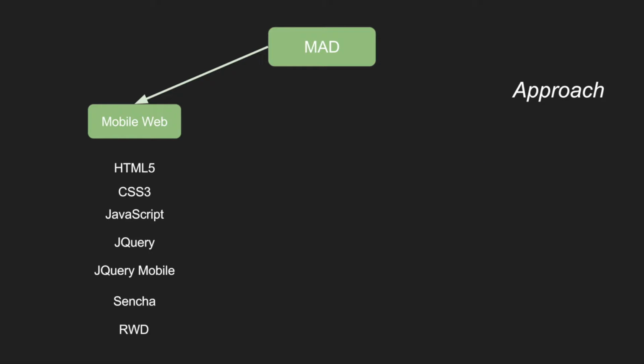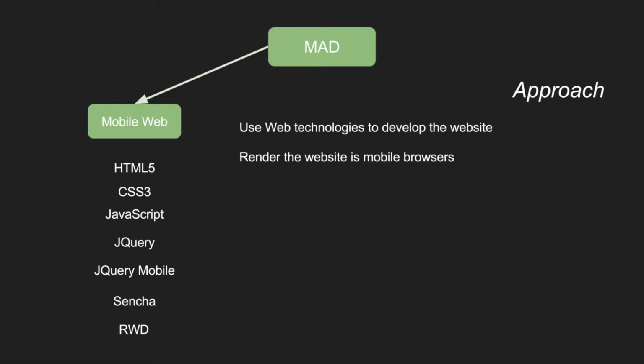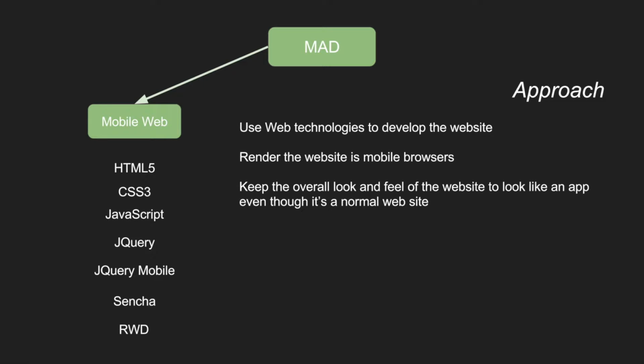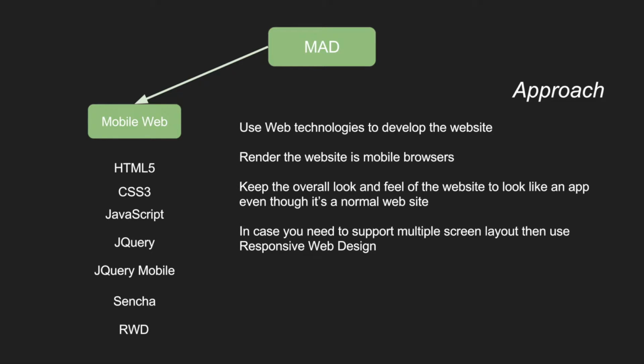In case of mobile web, you use web technologies such as HTML5, CSS3, JavaScript, and jQuery Mobile, and you basically render a website in a mobile browser. It is nothing but a browser. What you try to do is keep the overall look and feel of the website like an app. In case you need to support multiple layouts, you use something called responsive web design. There are two ways of doing it: progressive enhancement and graceful degradation.